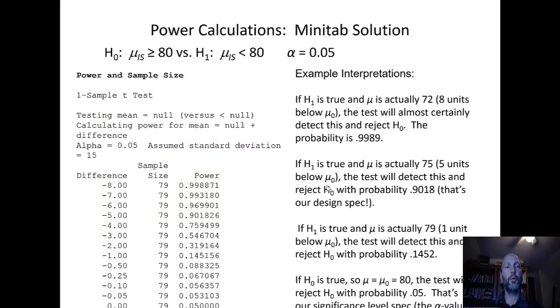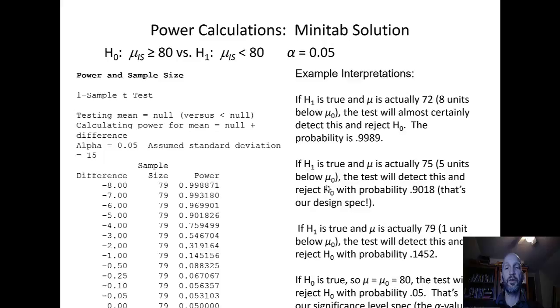Here's the Minitab output, and you can see the differences, the sample size, and the power. Let's look at a few of the values that we are interested in. If mu is actually 72, which is 8 units below mu0, that's going to be a big difference, and Sue is definitely going to want to reject the null hypothesis. And there's good news here because the probability of making the right decision in that situation is 99.89%.